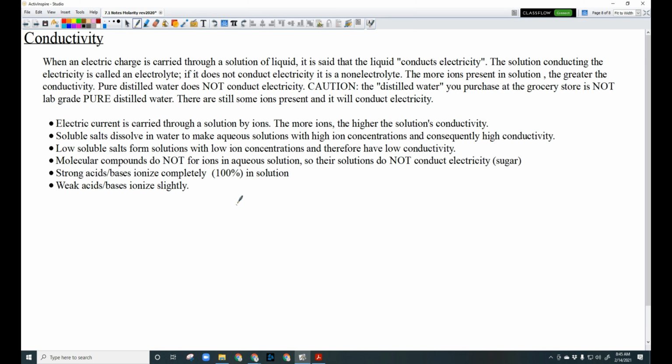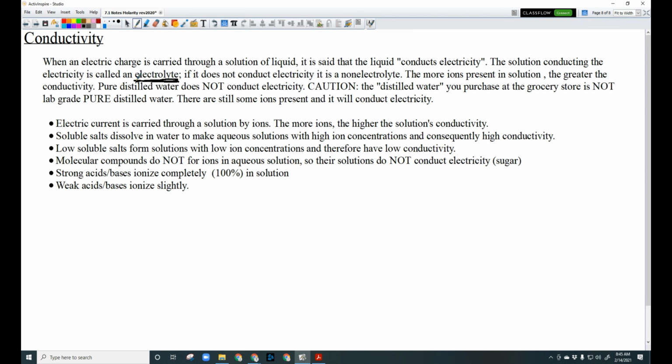And then our last topic that we're going to discuss is conductivity. So when an electric charge is carried through a solution of liquid, then it's said that the liquid conducts electricity. So the electrons move through this solution, and it's carried by the ions that are in the solution. So a solution that conducts electricity is called an electrolyte.